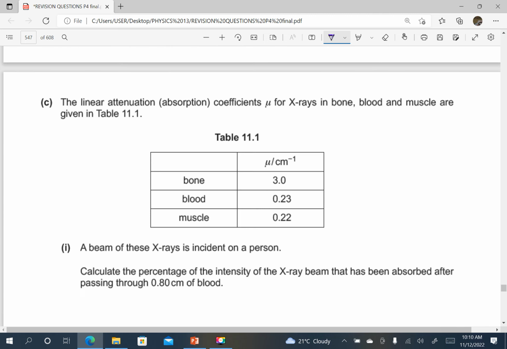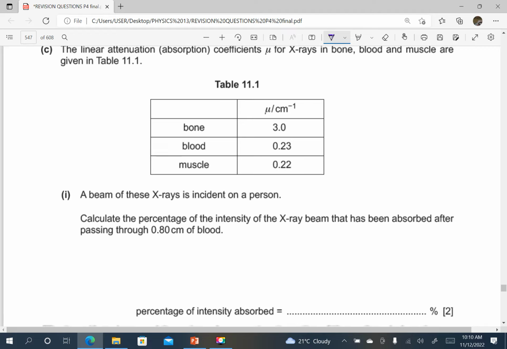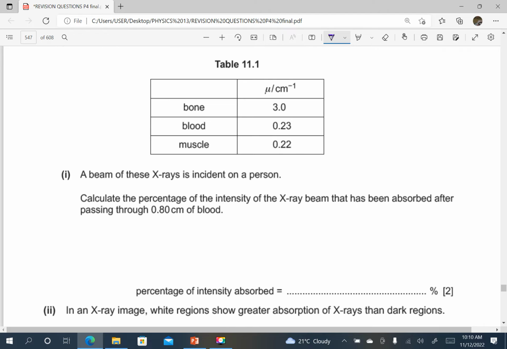Okay, the linear attenuation (absorption) coefficients mu for X-rays in bone, blood, and muscle are given in the table here. A beam of these X-rays is incident on a person. Calculate the percentage of the intensity of the X-ray beam that has been absorbed after passing through 0.8 centimeters of blood.